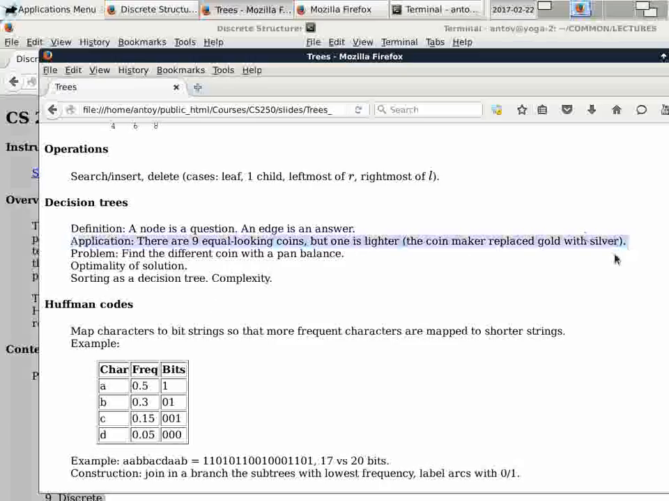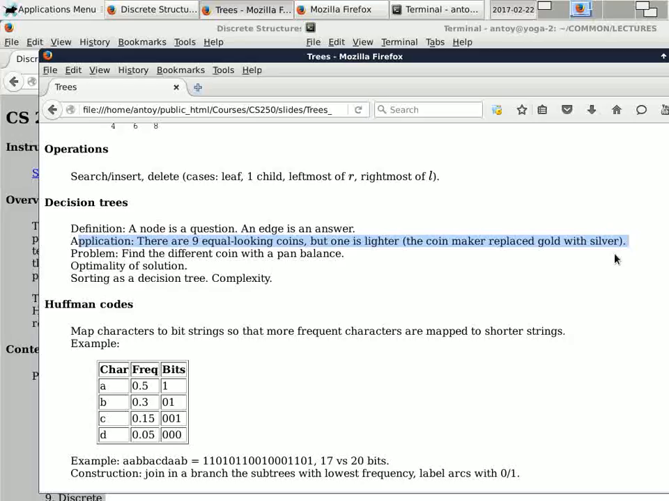So, suppose that you have 9 coins, and I don't know why, but the coins are always gold or silver, right? All look equal, all look gold, but the story goes that the king gave the goldsmith a certain amount of gold to make these coins, and the goldsmith stole a little bit of gold and replaced it with silver. When you mix it with gold, you cannot see.